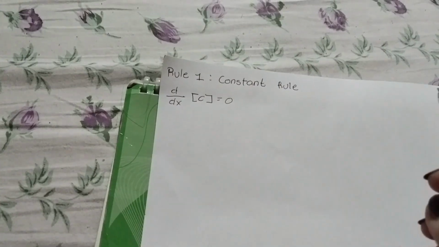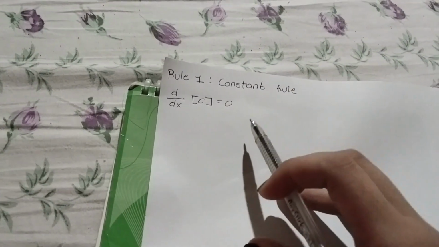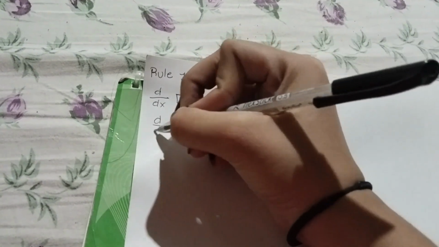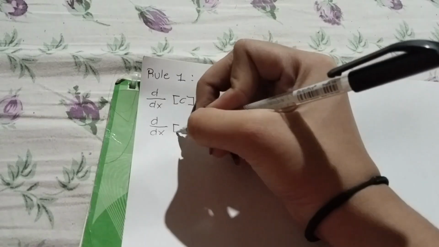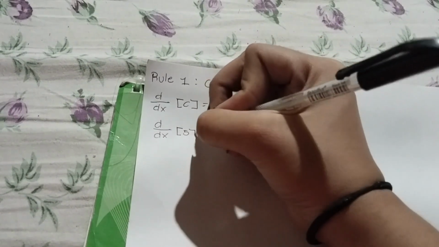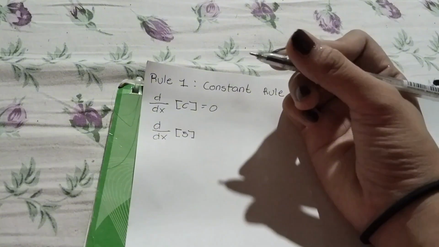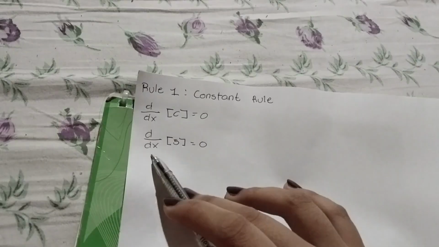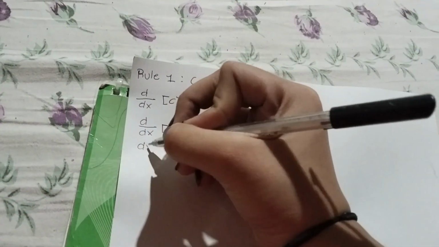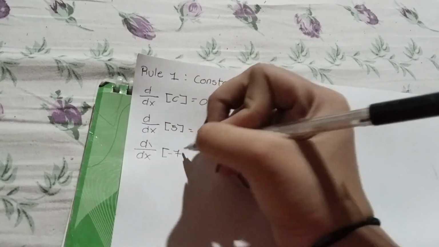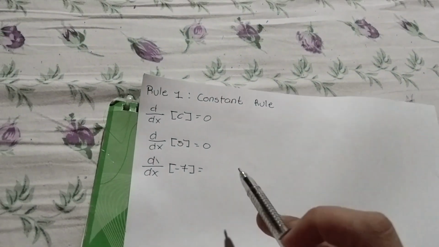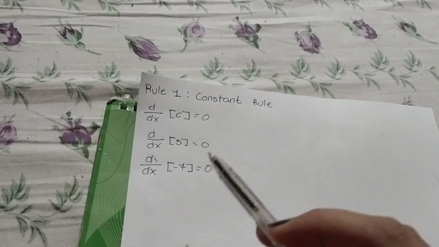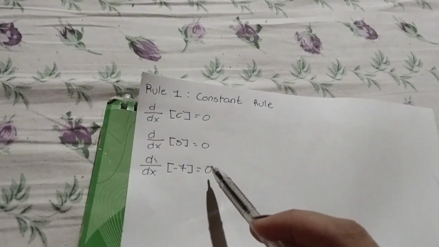If you see this expression, it means that you're differentiating c with respect to x. For example, if we differentiate d/dx of 5, the derivative of 5 is equal to 0. Another example, d/dx of negative 7. The derivative of a constant like negative 7 is equal to 0. There are no variables attached to it, so it's going to be 0 also.